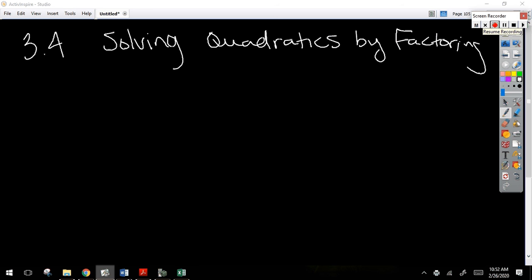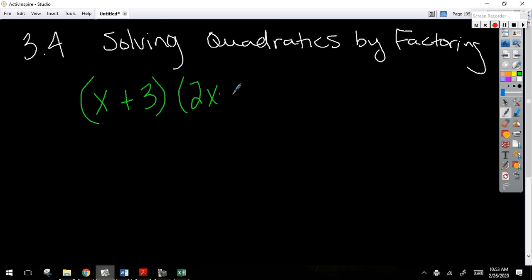Let me first explain to you what factoring is, okay? Now we have been foiling, right? Or you have foiled before. I told you I don't like the word foil, but whatever. Say I have x plus 3 times 2x minus 1. And we could multiply that out to get what we call a trinomial with 3 pieces.